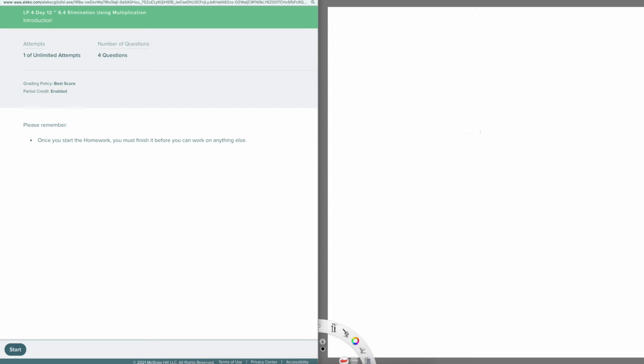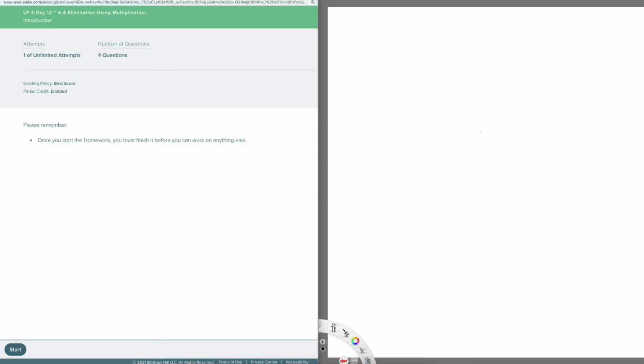All right, welcome to Chapter 6, Section 4, Elimination Using Multiplication. So in the previous section, Chapter 6, Section 3, we learned what elimination was and how to use that. In this section, we're going to review that a little bit as far as how to use it when we don't have terms matching up.